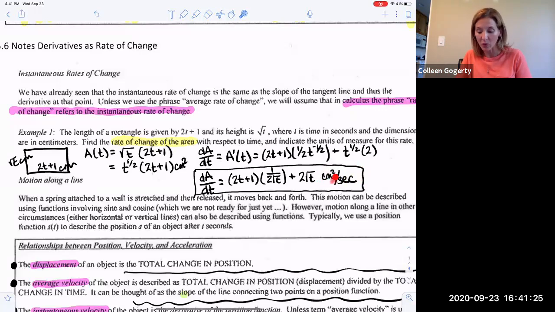If you're wondering where centimeters squared came from, keep in mind you're calculating slope. If we were to graph this area function, change in area is going to give us this unit, centimeters squared, versus change in time, which is over seconds. If you still have questions on that, please by all means let us know.